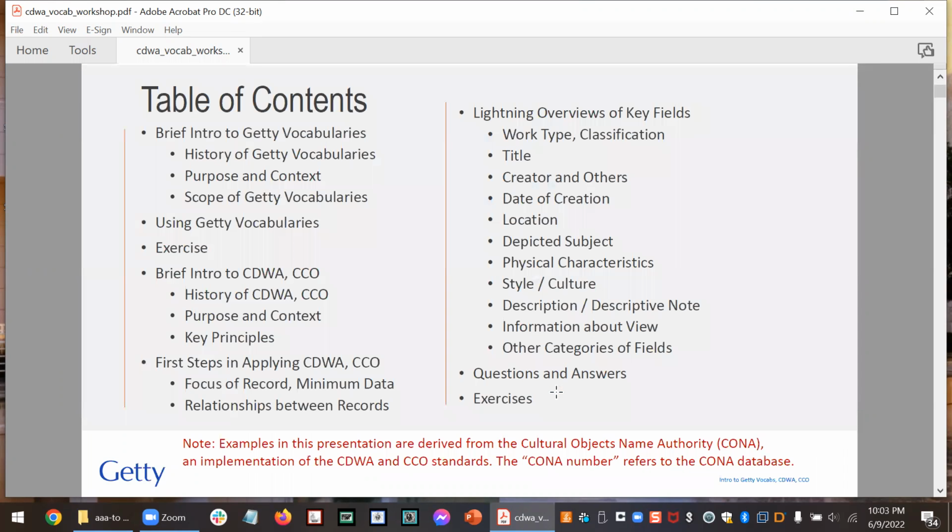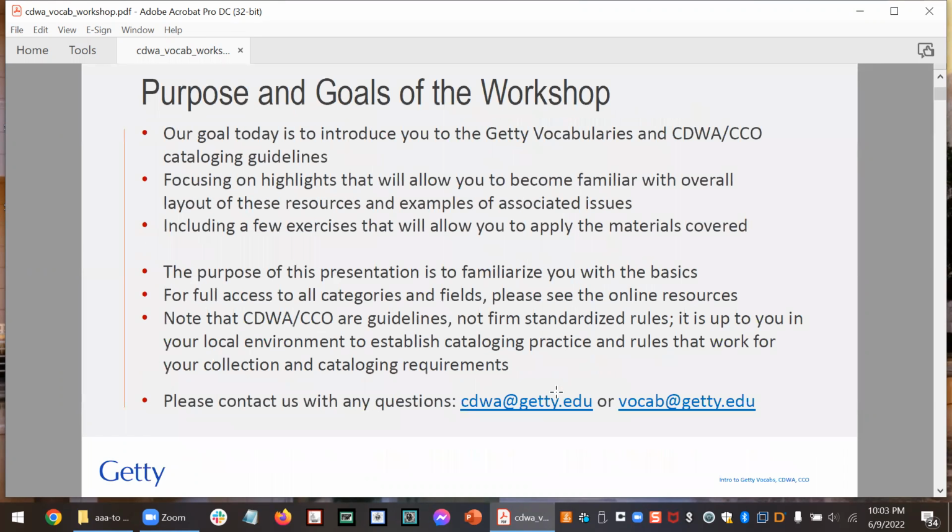Okay, our agenda this evening: I'm going to give you a brief introduction to the Getty Vocabularies, talk about using the Getty Vocabularies, and then move on to CDWA and CCO. Give you an introduction, first steps in applying, and then a lightning overview of some of the key fields.